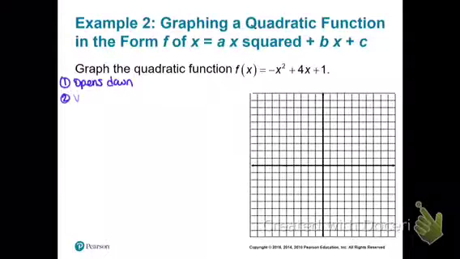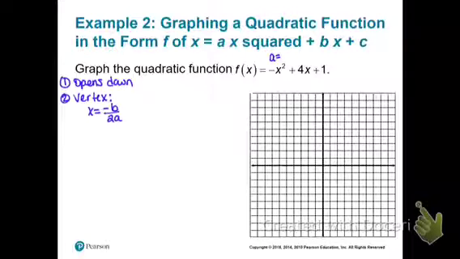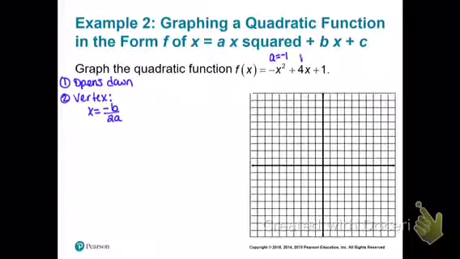All right, then we're going to find our vertex. Well, to find our vertex is a little different on this one. How do we find the x value of our vertex? Negative b over 2a. So I need to go up here and identify my a, b, and c. What's a? It's the number in front of the x squared, which is negative 1. B is 4. And c is 1.